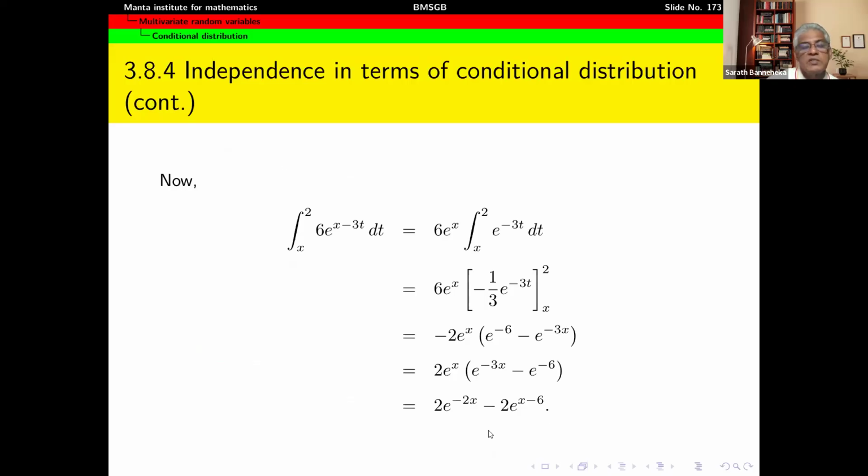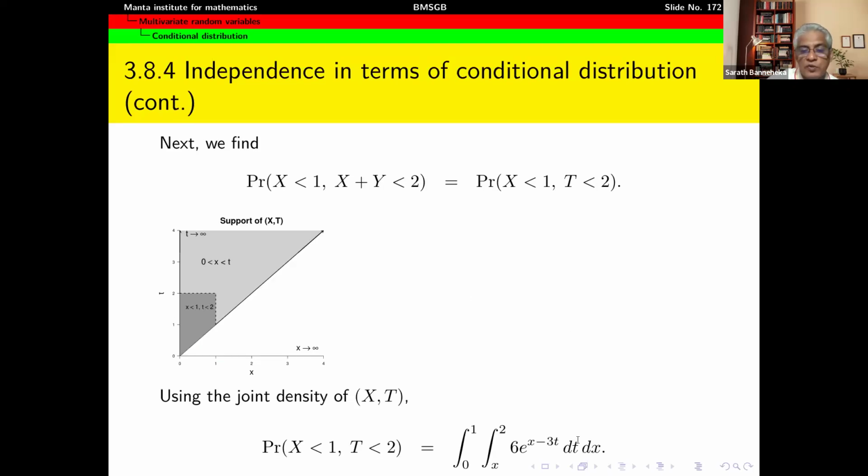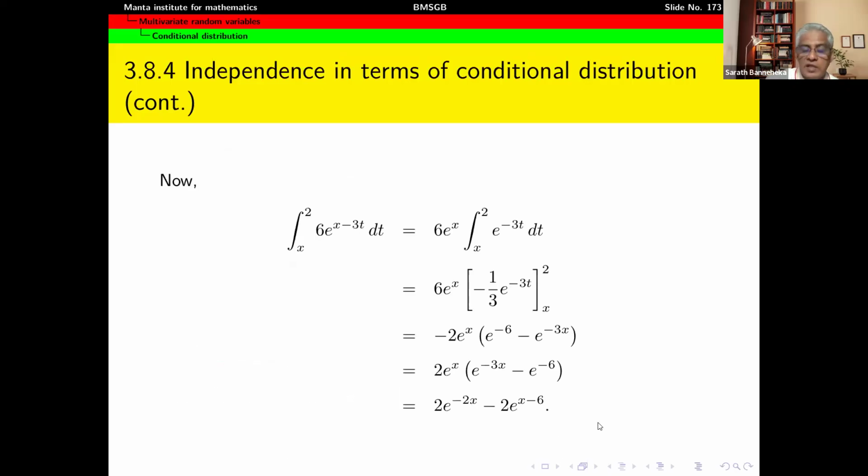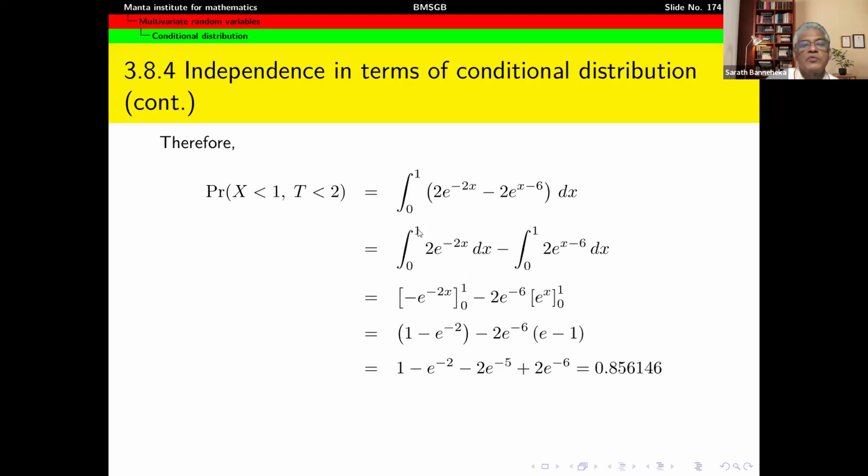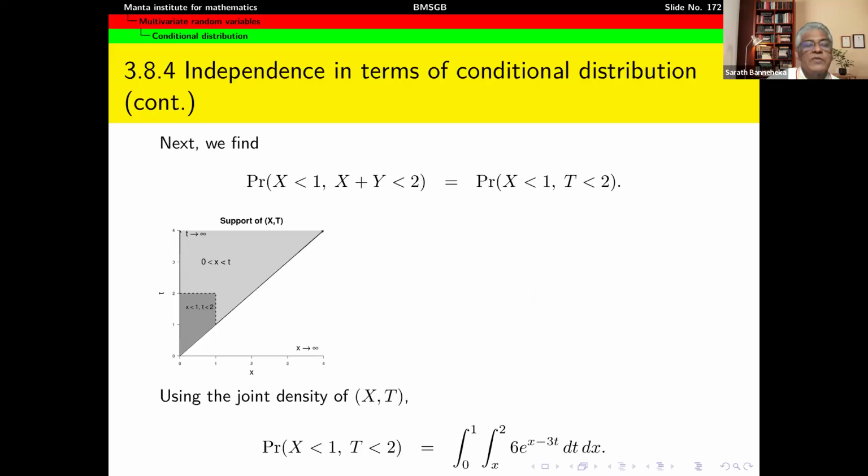When I do that, I get this answer here. First of all, I have calculated only this part separately, so I have this expression, and then I have to integrate that from 0 to 1 to get the final answer. And that is equal to 0.8561.